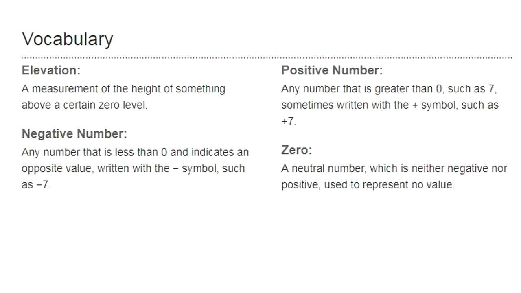A negative number is any number that is less than zero and indicates an opposite value, written with the minus symbol, such as negative seven. So a negative number just has that little minus sign in front of it, but instead of saying minus seven, we call it negative seven. And a positive number is just the opposite. It is a number greater than zero, and sometimes it has the plus symbol in front of it, but often it's just written as seven. So if it doesn't have the symbol, it's considered a positive number. And if it has the negative sign, then it's considered a negative number.